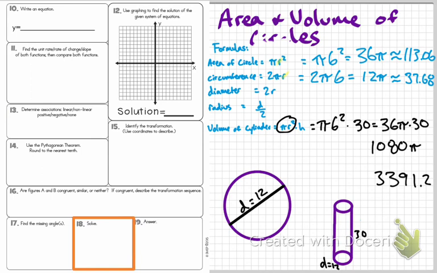One quick thing to note is notice that I did not use my value of 3.14 until the very end. I didn't use my approximate area of a circle, which was 113.06. I did not take that and multiply that by 30. Remember that when you round, the sooner in your problem that you round, the less accurate that your answer will be in the end.